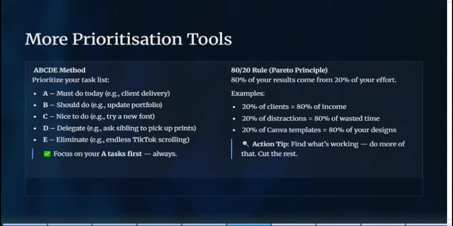The next would be the 80/20 rule, also called the Pareto principle. It says 80% of your results come from just 20% of your actions. Ask yourself, which clients bring in most of your income? Which Canva templates are your go-tos? Which 20% of habits waste 80% of your energy? Focus more on what works, cut out what doesn't. That's how smart designers work efficiently.